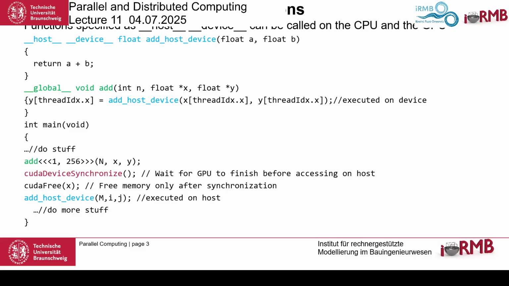So what is the global function good for? Running on the device. Yes, the global function is the thing that you usually call with your blocks and your threads. So this will now run in parallel. This global function can now call the device function, which is always called by the device.